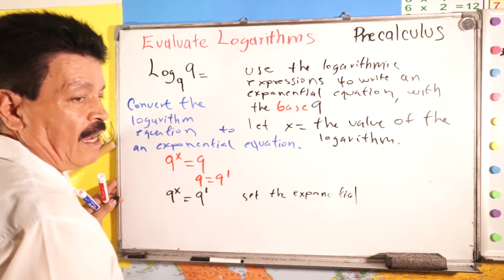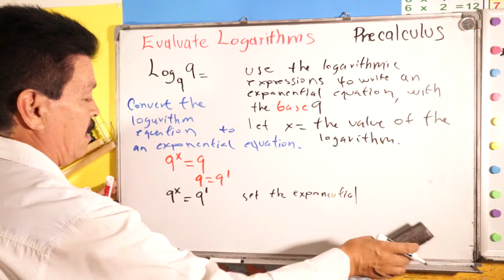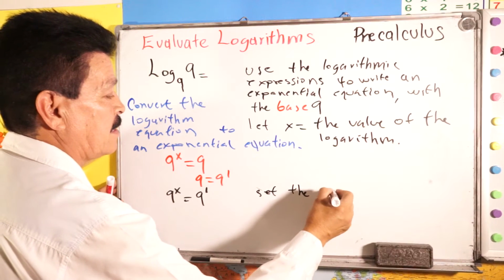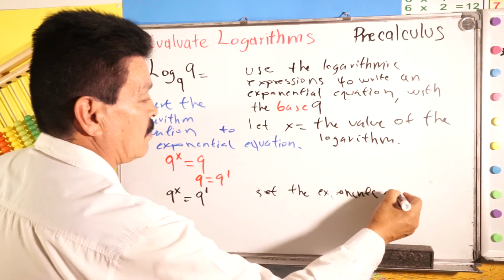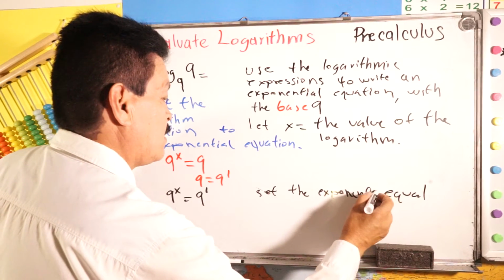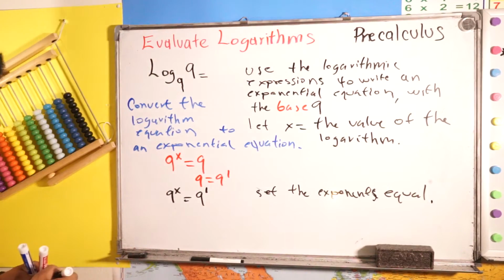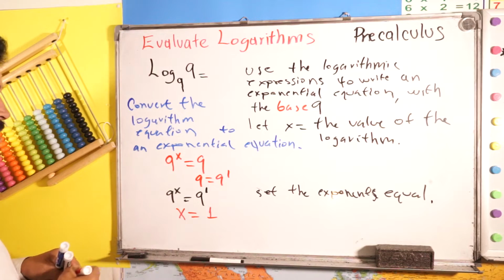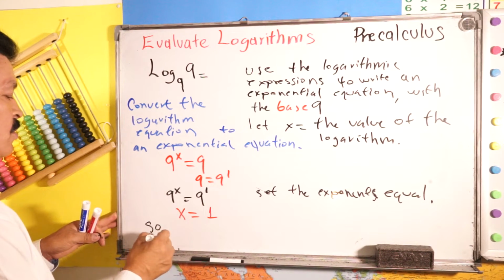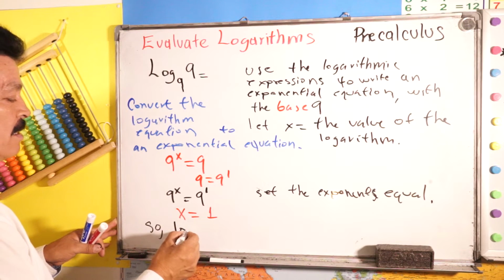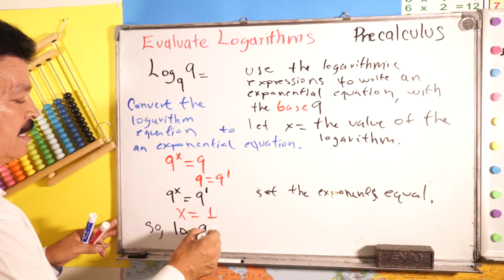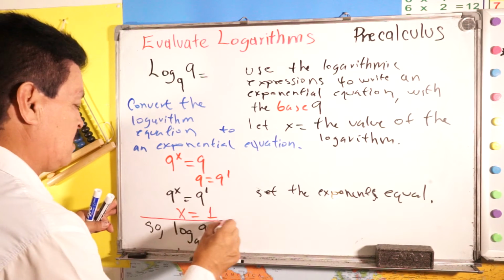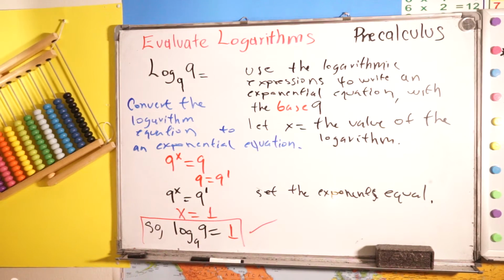Set the exponents equal. All right, that's it. So x equals 1. The conclusion: log base 9 of 9 is equal to what? It equals 1, right? That's it. That's our first problem.